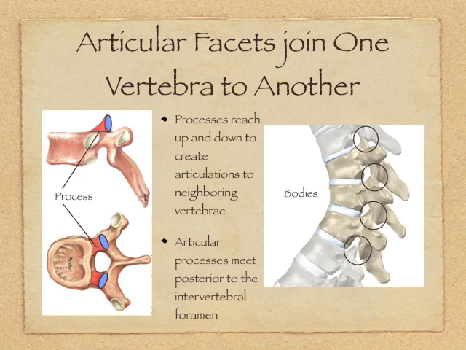These processes have facets on them, the facet being the flat articular cartilage surface where it will actually meet or touch or join the other vertebra, the one above it or below it. Each vertebra has a process that sticks up and a process that sticks down. Maybe you can look back at the picture on the right and see how the process that sticks up from each vertebra meets and touches the one that sticks down.